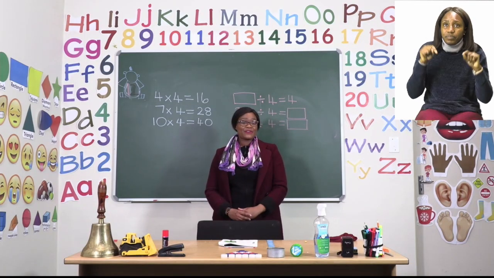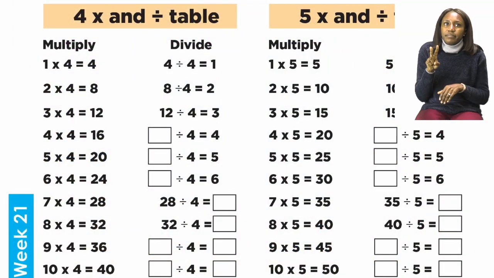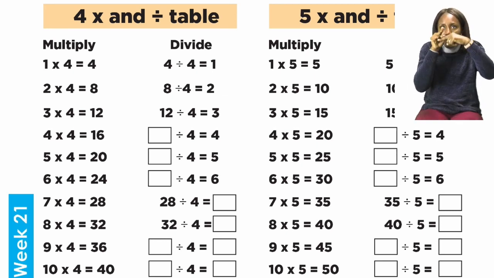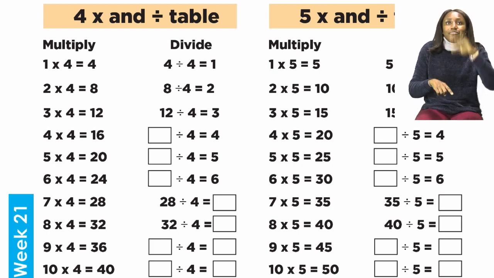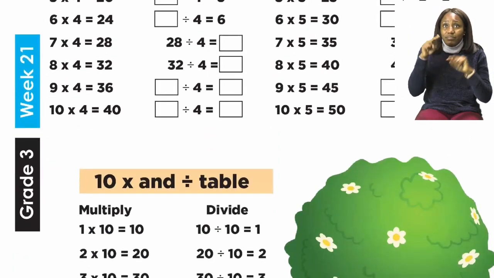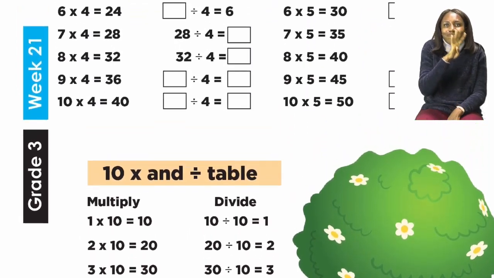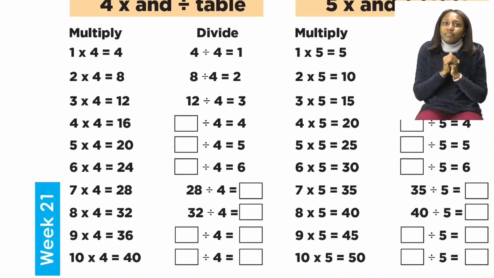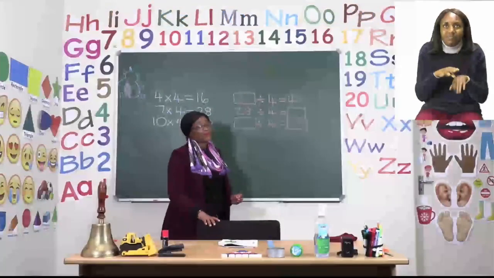Now for our lesson, boys and girls, we are going to go to page 12. On page 12, we are going to be doing multiplication and division. We're going to be doing the 4 times table, 5 times table, and 10 times table. But today, just for our demonstrations, we are going to focus on the 4 times table. So we're going to do 3 from the 4 times table, so that you know what to do when looking for answers. Let's take a look at the board.